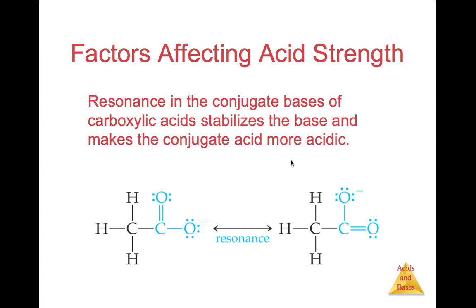Lastly, resonance in the conjugate base of carboxylic acids stabilizes the base and makes the conjugate acid more acidic. So you can see here, if you put an H plus on the end right here of this O, it would be what's called a carboxylic acid. C2H3O2 with an H tucked on it would be called acetic acid. And if it releases the hydrogen, now this area of the molecule can have resonance between the oxygens. By sharing this double bond, this whole thing becomes a much more stable conjugate base, therefore making the substance more acidic.